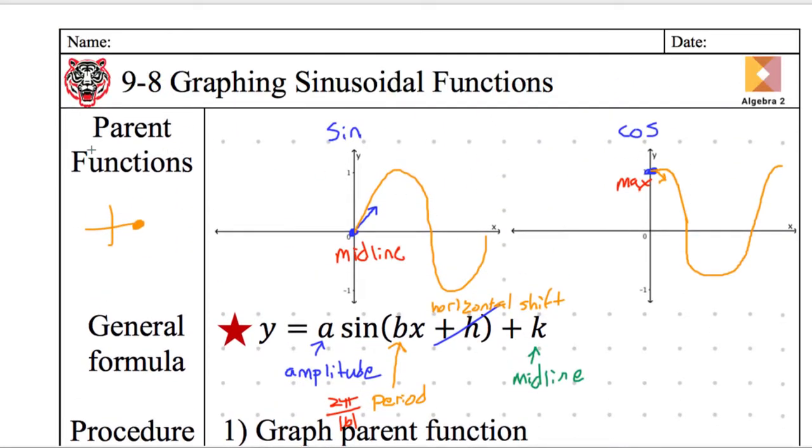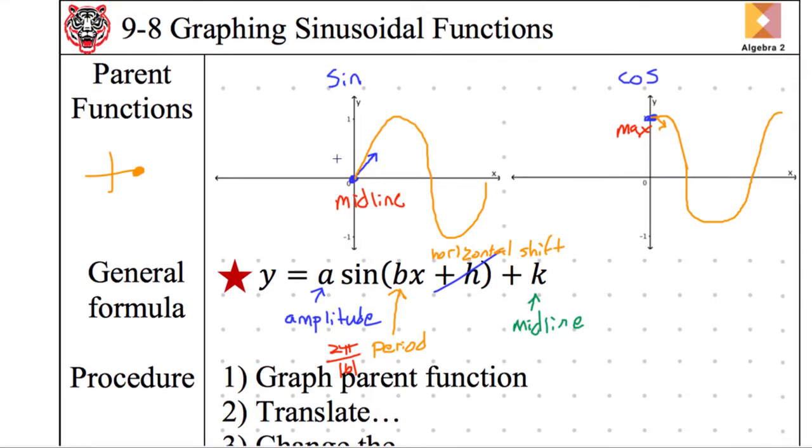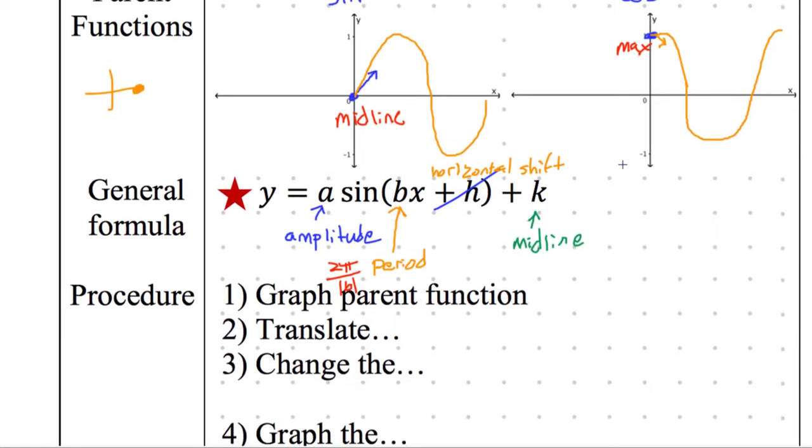These are your parent functions, sine and cosine. They have an amplitude of what? What number is the amplitude for the parent functions? How high do they go? How low do they go? Remember, amplitude is this height right here. So it's 1. The amplitude of the parent function is 1. You know that sine starts at 0, 0, cosine starts at 0, 1. You know that 1 is a midline, 1 is a max. You start with that parent function.